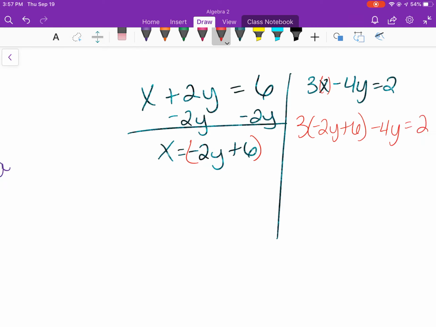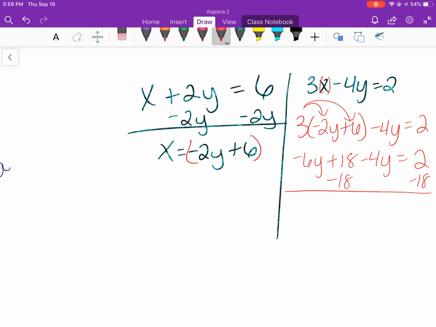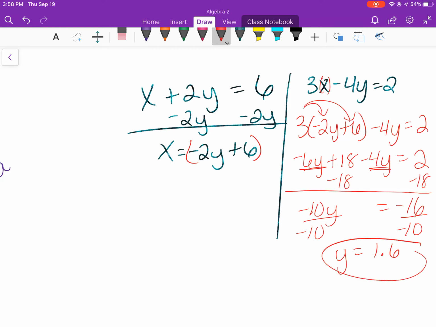And then you would continue solving it just like you've done in the past, but you would solve, so distribute, you would end up solving for y, and I don't think this is probably going to work out very nicely since I just made it up. Negative 6 and negative 4 is negative 10y. That's going to be negative 16, so I end up with a positive 1.6.